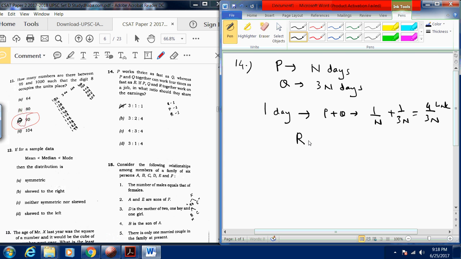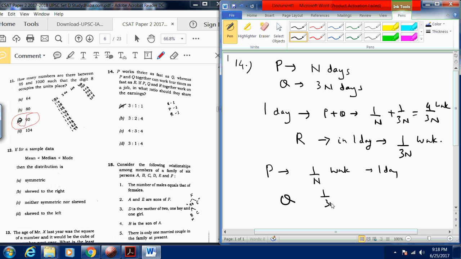R can work, P and Q together can work 4 times as fast as R. So R in one day will be able to do how much work? 1 by 3n, because you divide this by 4, so 1 by 3n work will be able to do in one day. So P in one day can do 1 by n work, Q can do 1 by 3n work, and R can do 1 by 3n work.